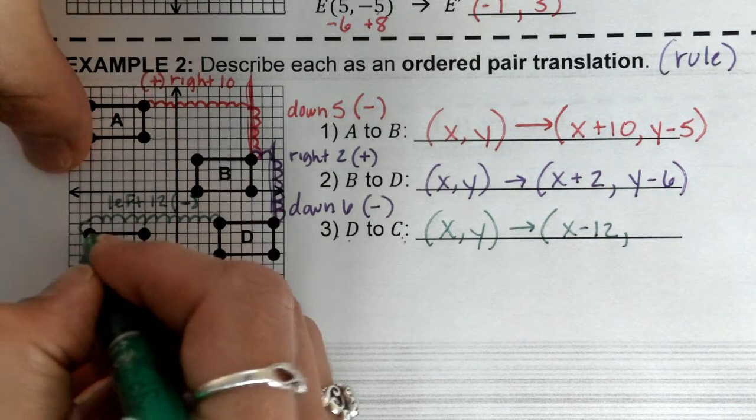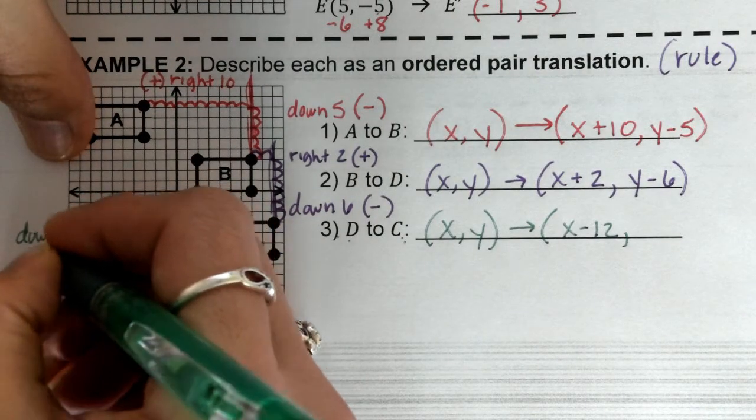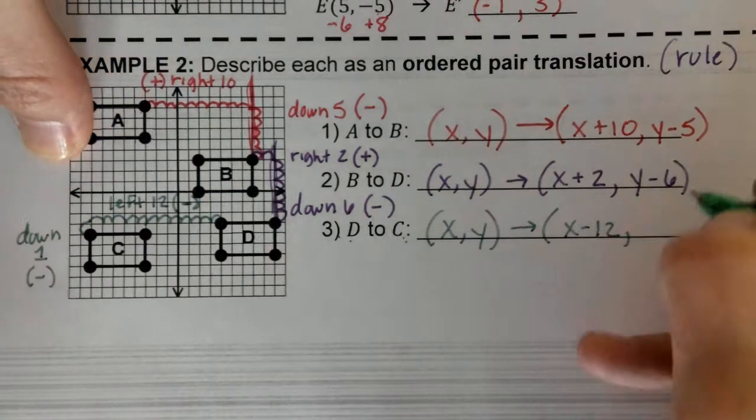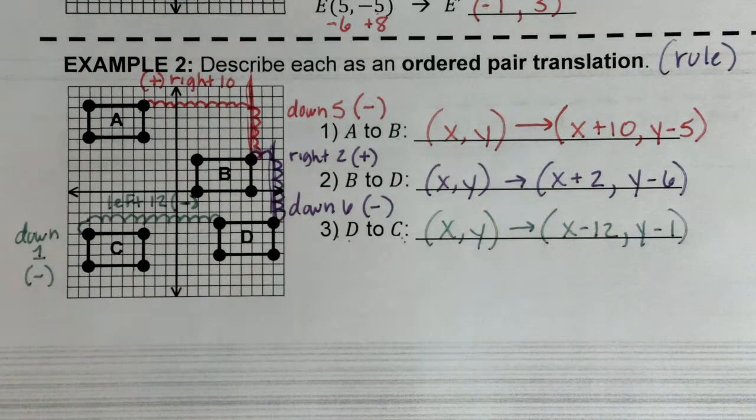Then all we need to do is go down 1. Make sure I stay on the screen here. Down 1, so that means minus on your y. So we have y minus 1. Okay, and that's how we're going to write the rule from pre-image to image.